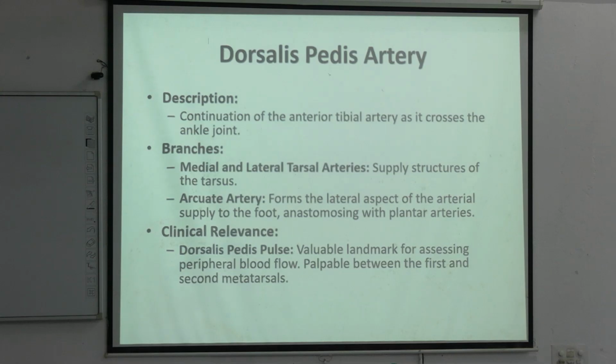Now, clinical relevance. Dorsalis pedis pulse, a valuable landmark for assessing peripheral blood flow, palpable between the first and the second metatarsal. First and the second metatarsal. Okay. Now, today when you go home and take off your shoes, check and palpate it, you'll never forget.